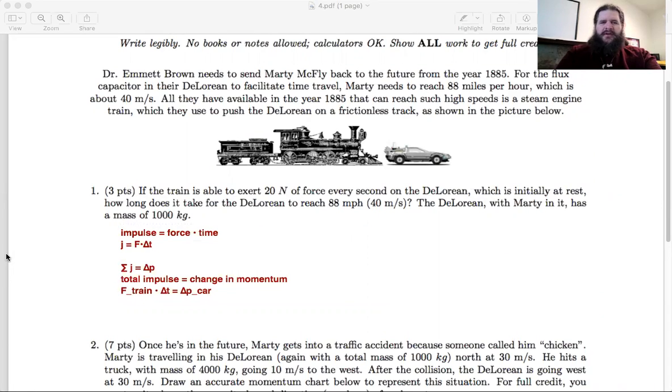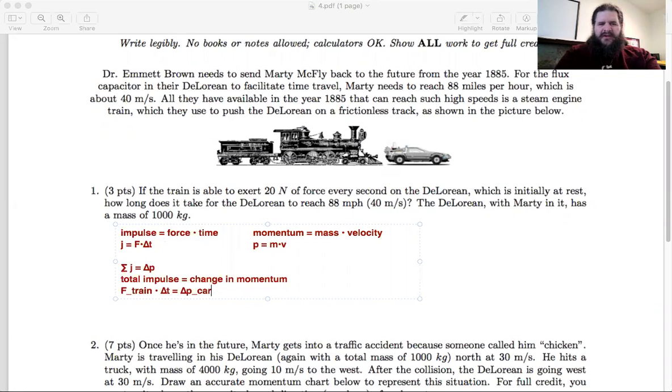Any questions on that so far? And we know the force from the train. We don't know the amount of time. That's what we're trying to find. How would we find the change in momentum for the car? How do we usually calculate momentum? Mass times velocity. Yeah, momentum is defined as mass times velocity, or P equals M times V.